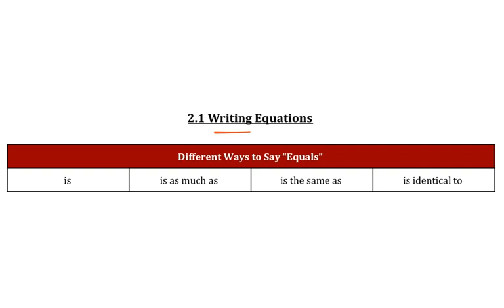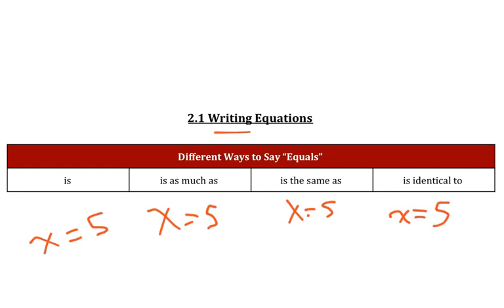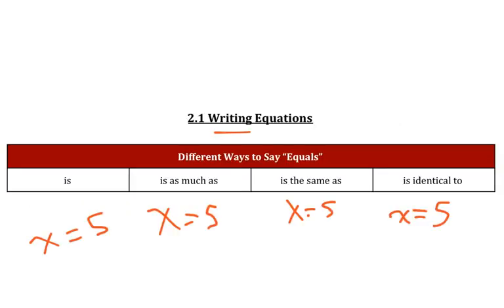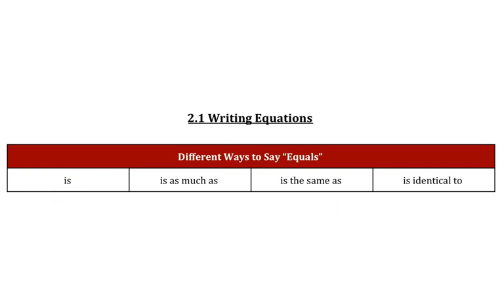Is. And in red, you don't have to write this down. But if I were to say x is 5, then I could just sneak an equal sign there. Same deal here. X is as much as 5. X is the same as 5. X is identical to 5. And when you see actual sentences written out like this, most commonly you'll see the word is. I don't think these last three are going to show up very often.